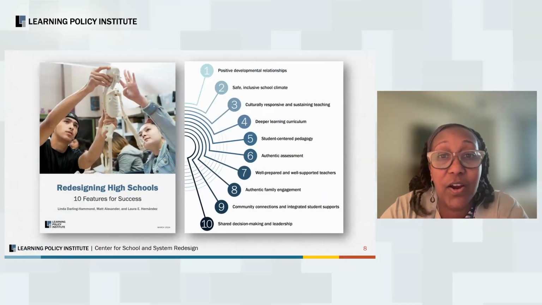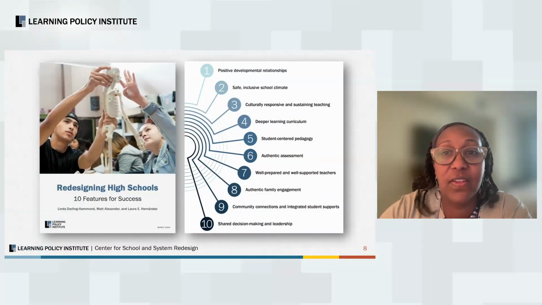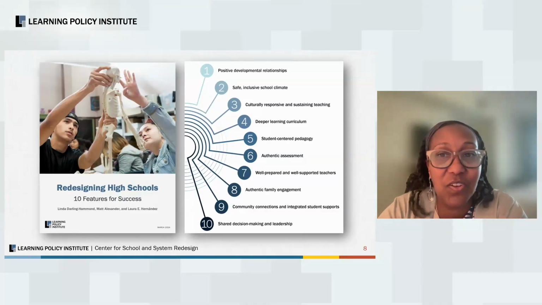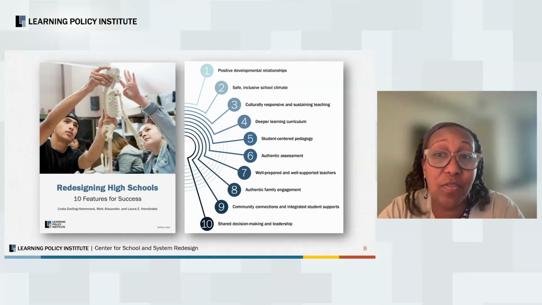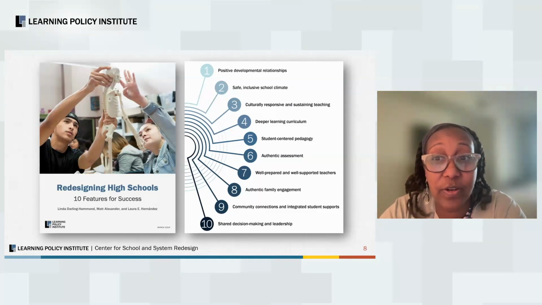Last March, our colleagues Linda Darling-Hammond, Matt Alexander, and Laura Hernandez authored a report entitled Redesigning High Schools: 10 Features for Success, which was mentioned earlier. This study outlines 10 features that are critical in designing schools. The authors provide examples from schools across the country, reminding us of a few things. One, that there are pockets of extraordinary work across the country. And two, that we have the evidence base of what it takes to transform the student experiences.